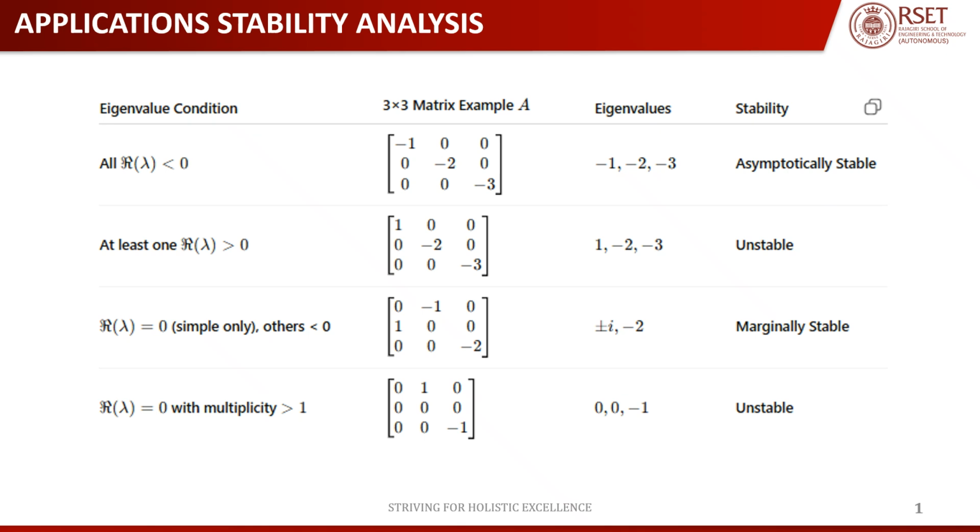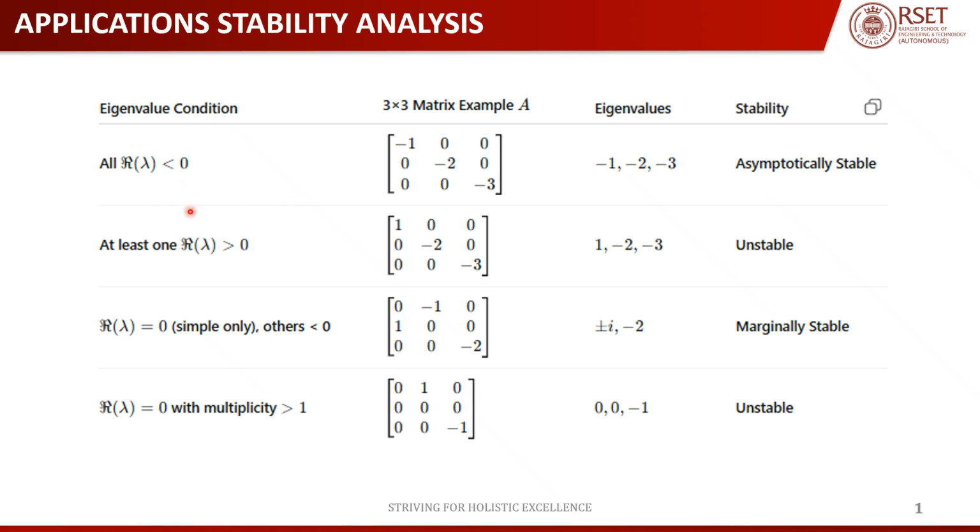Okay. For a particular matrix, since this is a diagonal matrix, we know the eigenvalues are -1, -2, and -3. Here you can see that the real part of each of the eigenvalues is negative. All real parts of the eigenvalues are less than 0. In that case, we say that they are asymptotically stable.